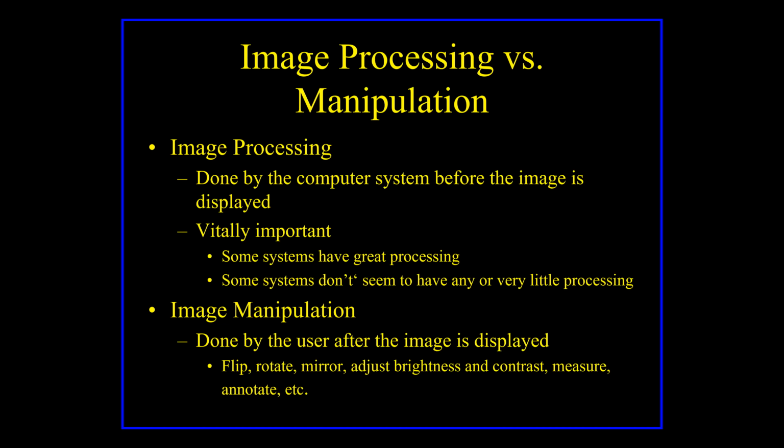Okay. Image manipulation is what you do after you see the images on the computer. So this is things like flipping it around 90 degrees or counterclockwise 90 degrees, or flipping it horizontally, or adjusting the brightness and contrast with your mouse. Okay. That's you manipulating the image. It's different than the computer processing the image. Okay.